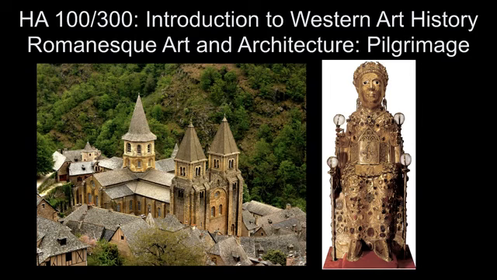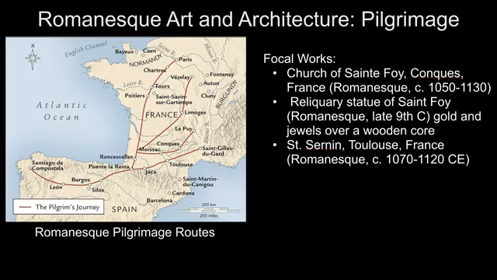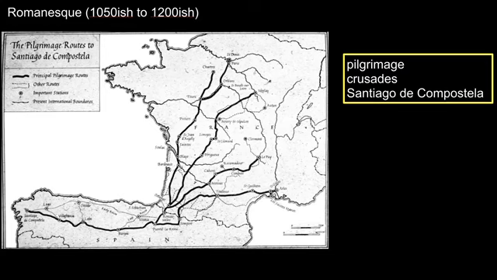In this lecture segment, we are talking about pilgrimage and Romanesque art and architecture. We will focus on two Romanesque pilgrimage churches and a reliquary. The Romanesque period is from about 1050-ish to 1200.